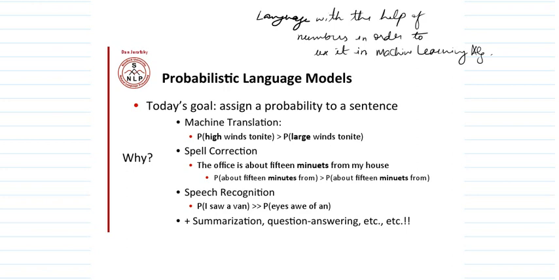We can use them in machine translation. Suppose a sentence is translated into these two: high winds tonight and large winds tonight. You see there is very little difference here. Whichever has the higher probability will be the correct one. How we get this probability we will see later.